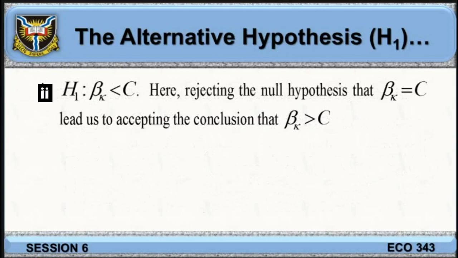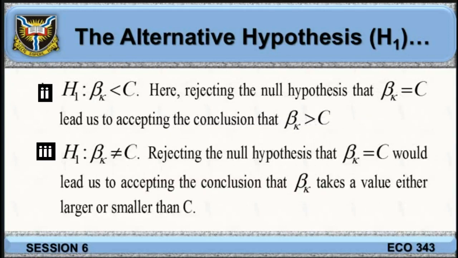Here, rejecting the null hypothesis that beta k is equal to c leads us to accepting the conclusion that beta k is less than c. 3. H1: beta k is not equal to c. Rejecting the null hypothesis that beta k is equal to c would lead us to accepting the conclusion that beta k takes a value either larger or smaller than c.